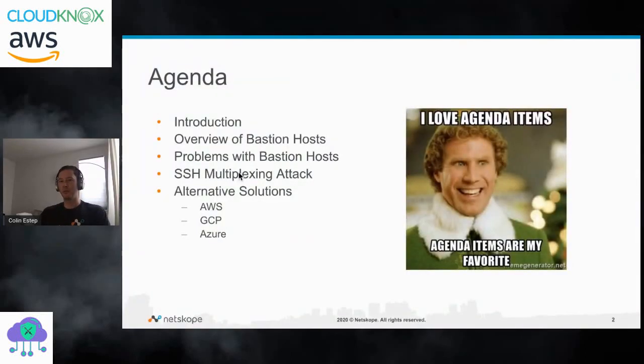So just a quick rundown of what I'm going to go through here. I'm going to introduce myself a little bit more. And then if you're not too familiar with Bastion hosts or jump hosts, don't worry about it. I'm going to go through a quick overview of those and talk about why people use them. Then I'll go through some problems with Bastion hosts. In particular, I want to go through the SSH Multiplexing Attack. And then we're going to go through some alternatives to Bastion hosts in 3 major cloud providers, AWS, GCP, and Azure.